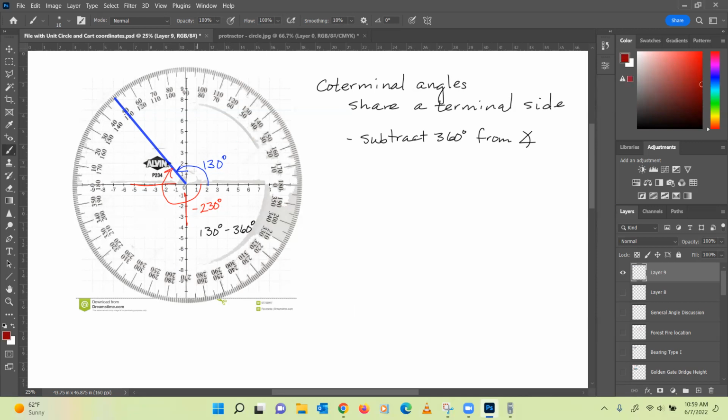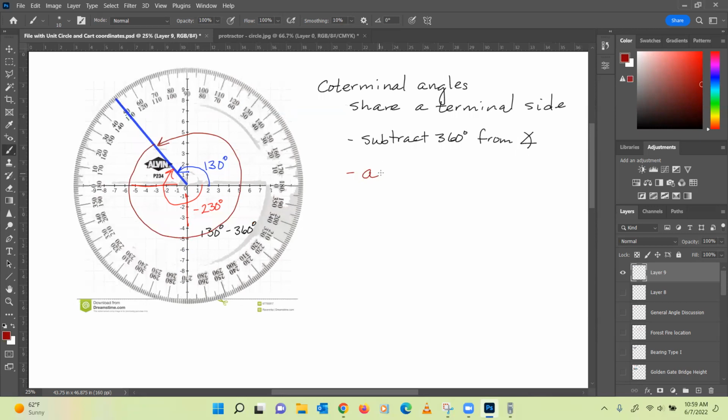Well, what if I don't want to go to the negative? I'll take that 130 and I'll just keep going all the way around until I get to where I needed to be. Well, I just added a full circle. So maybe I'll add 360 degrees to the angle and get another angle that ends at the same place, a coterminal angle.